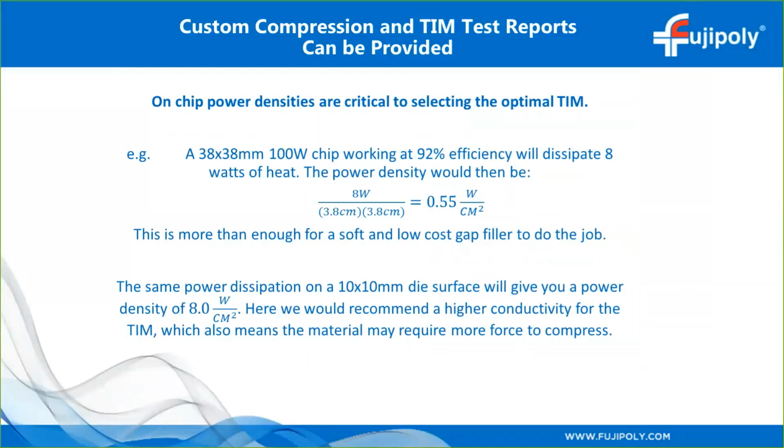So this is more than enough for a soft and low-cost gap filler to do the job. The same power dissipation on a 10 by 10 millimeter die surface will give you a power density of 8 watts per centimeter square. Here we would recommend a higher conductivity for the TIM, which also means the material may require more force to compress.